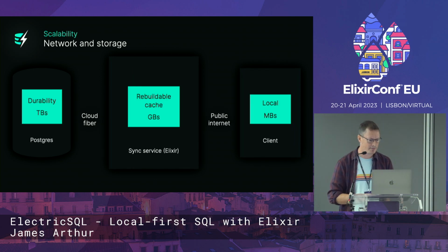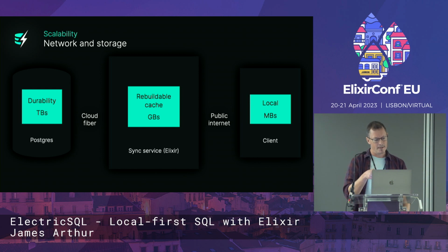And just on the same topology, it's active-active replication. So in a sense, every node is a source of truth. But Postgres is the source of durability, and we've made the system so it works with any Postgres that does logical replication, including things like Aurora and AlloyDB. You have this rebuildable cache within the sync service, and then you have the constraints around network and storage for what data you can store and transfer on and off to the local device.